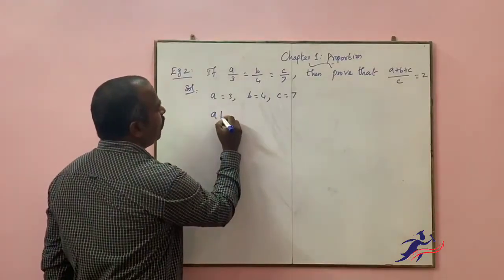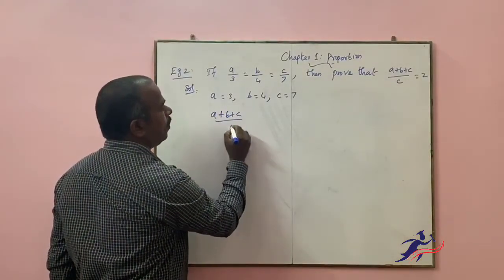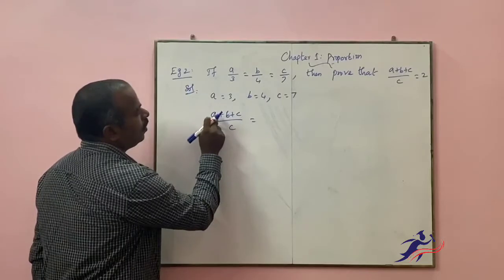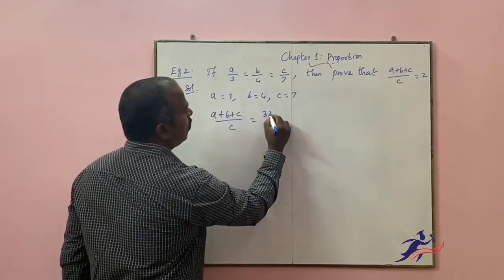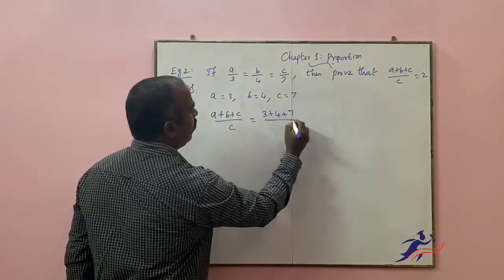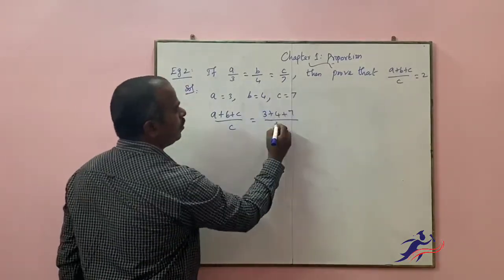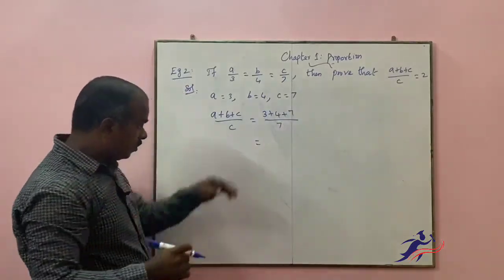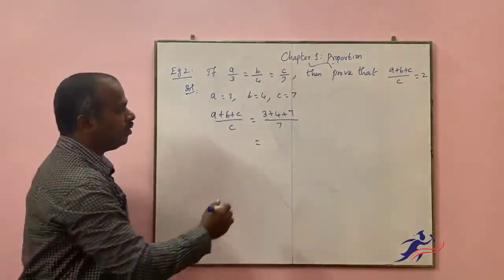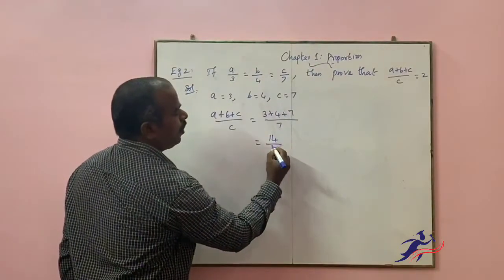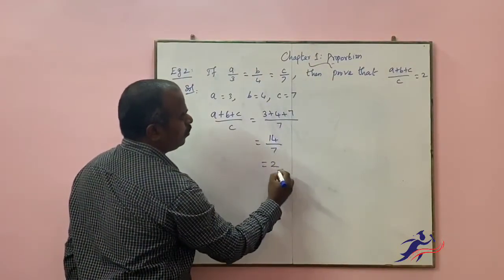Therefore, A plus B plus C by C is equal to 3 plus 4 plus 7 by C, which is 7. That is 3 plus 4 equal to 7, 7 plus 7, that is equal to 14. So 14 by 7, that is equal to 2.